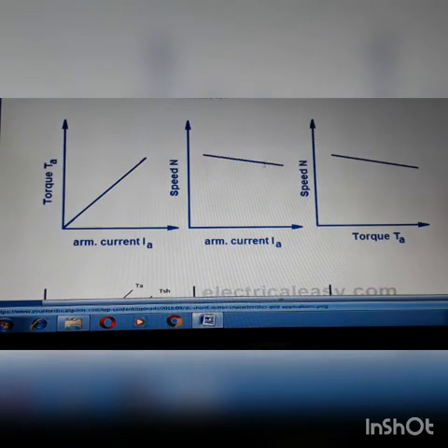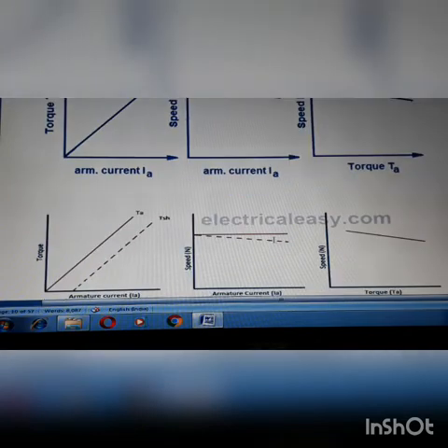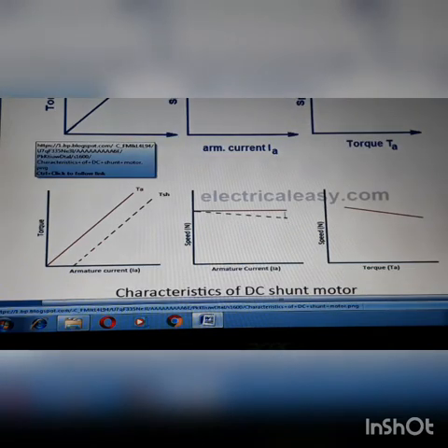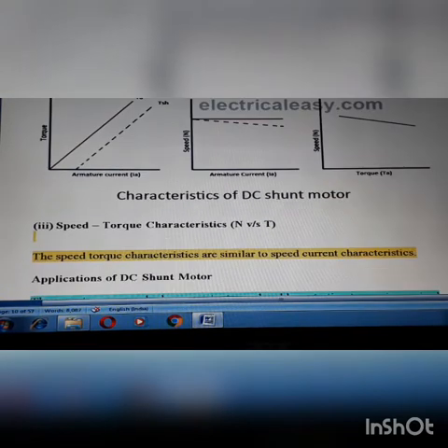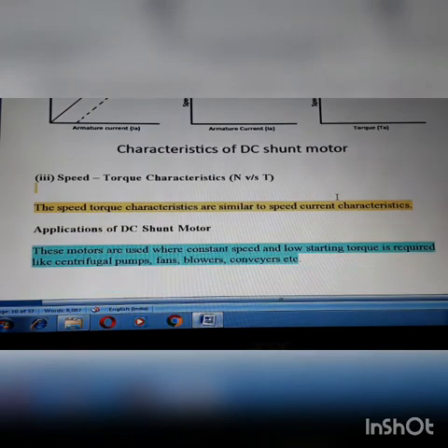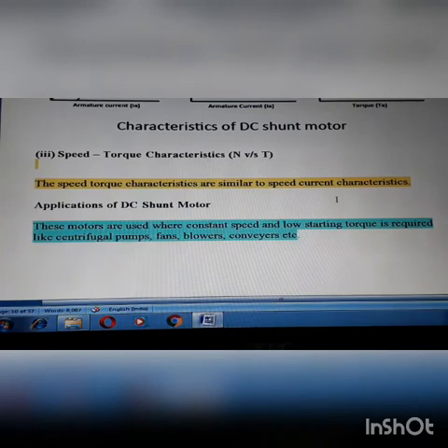This is shown by the diagram of the speed armature current characteristics. This dotted line shows the speed armature current characteristics. Next is the speed torque characteristics. The speed torque characteristics are similar to the speed current characteristics. This is the speed armature current characteristics; similarly, we have the speed torque characteristics. So this is all about the performance characteristics of DC shunt motor.